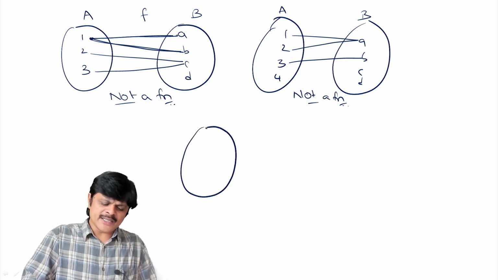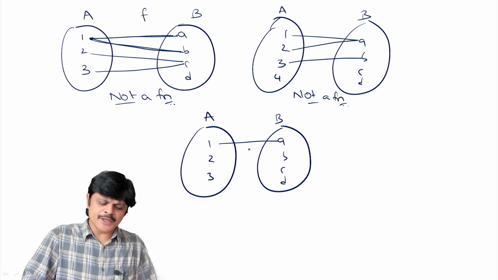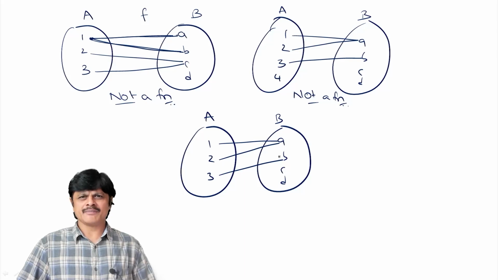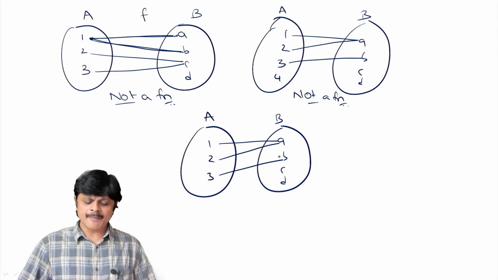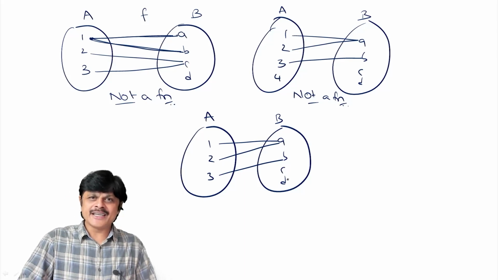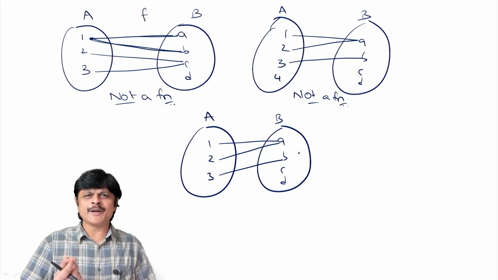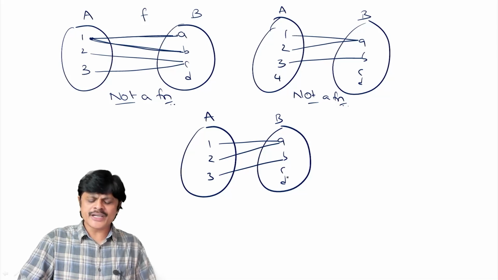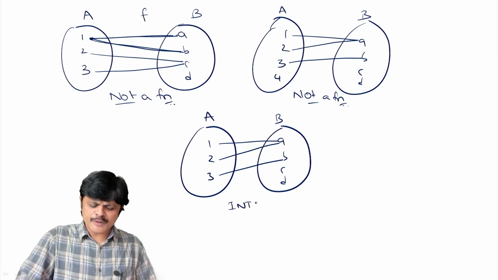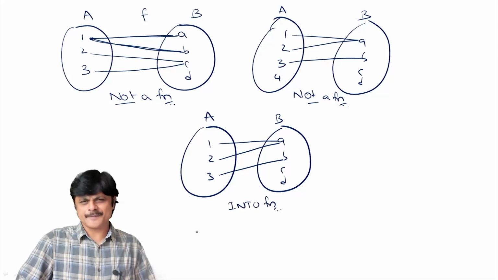Okay. Now look at this. Suppose you are having A and B, 1, 2, 3, A, B, C, D. 1 is going to A, 2 is going to A, 3 is going to B. Is it a function? Obviously, it is a function. Some people are worried about this C, D. See, my dear friend, I said every element of A should be used. I never said every element of B should be used. So it is not necessary. So if every element of B is not used, then we call it an into function.